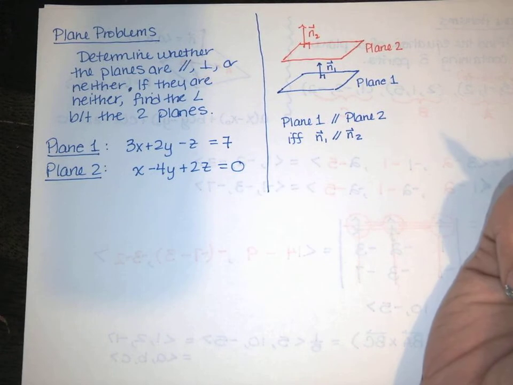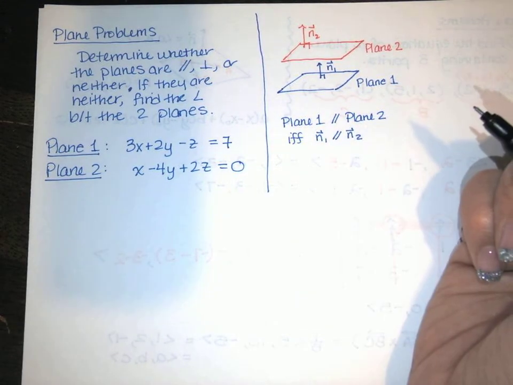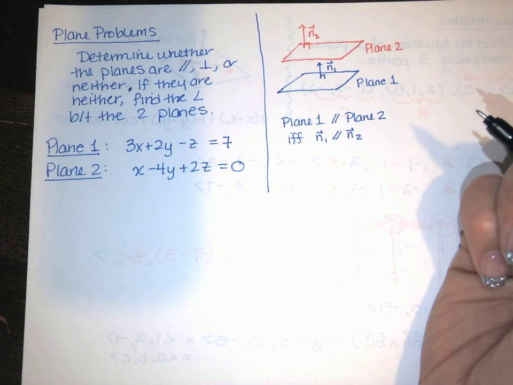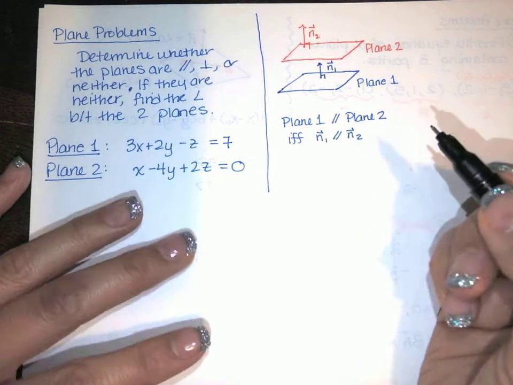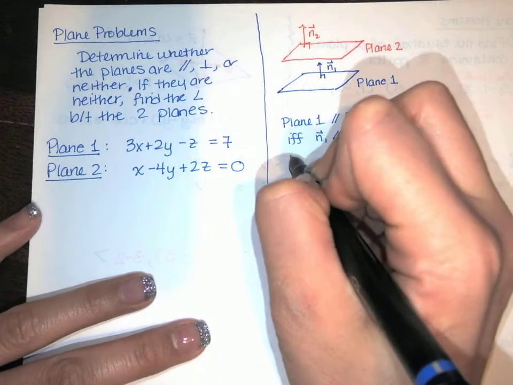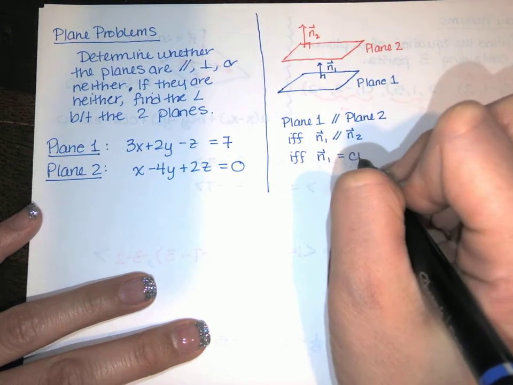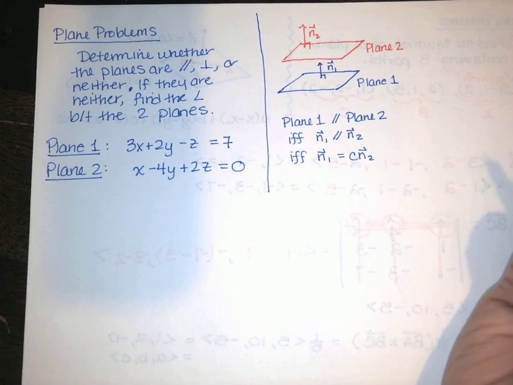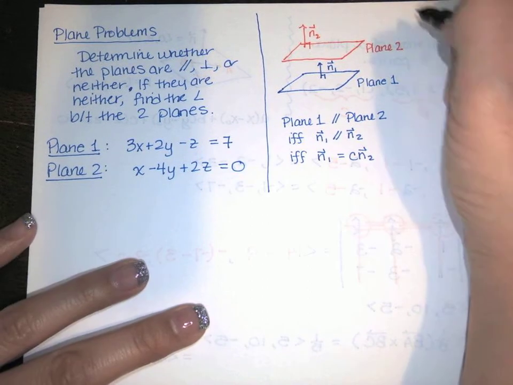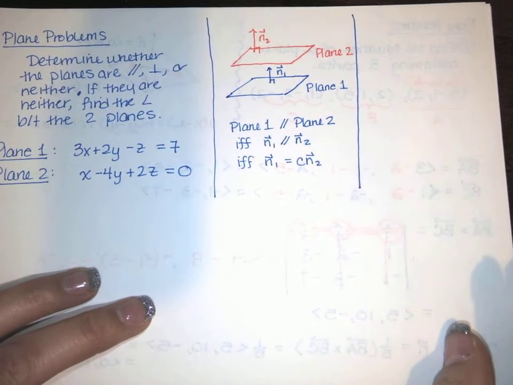And remember our test for parallel vectors. I mean, we could take the cross product and show it's 0, but that's pretty complicated. The simplest way to tell that two vectors are parallel is to see if they're constant multiples of each other. So if n1 is just a constant times the vector n2, you know the planes are parallel to each other. So that's what happens if they're parallel.